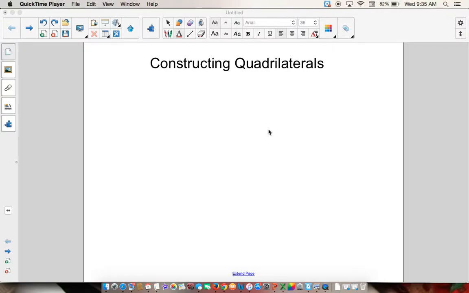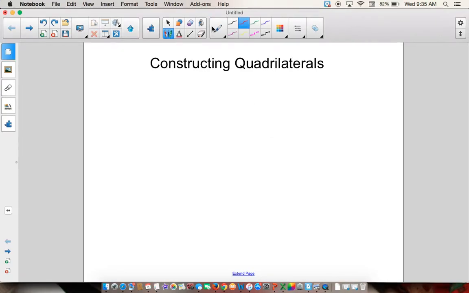Good afternoon, grade 6s. Today we are going to be working on constructing quadrilaterals, meaning we're going to be making quadrilaterals on Smart Notebook. But before we start, let's take a look at the word quadrilaterals and see what it means. So quad actually means the number 4.